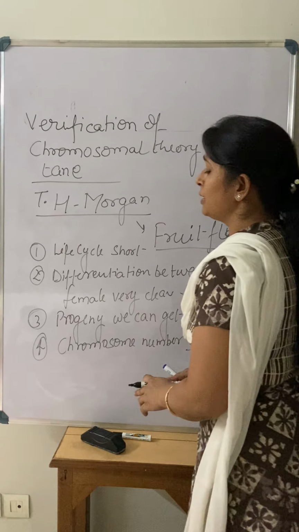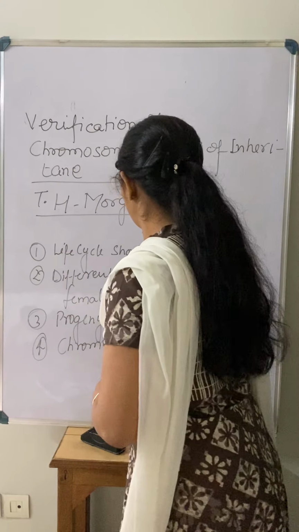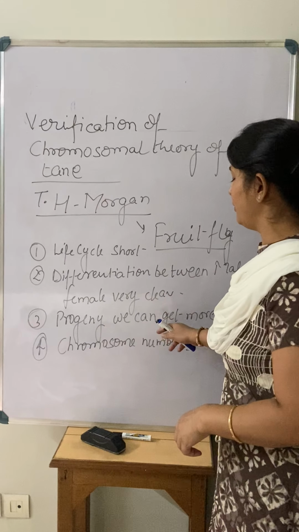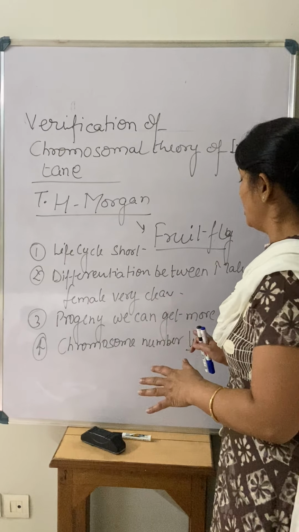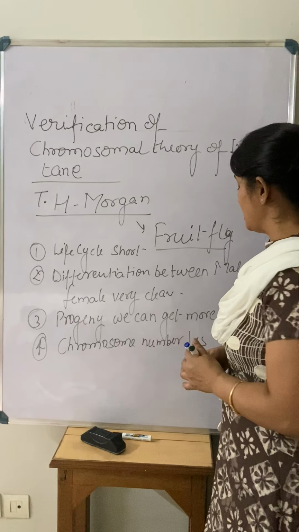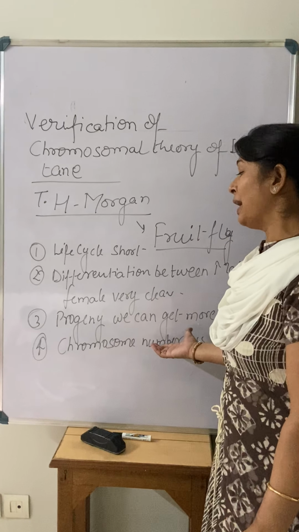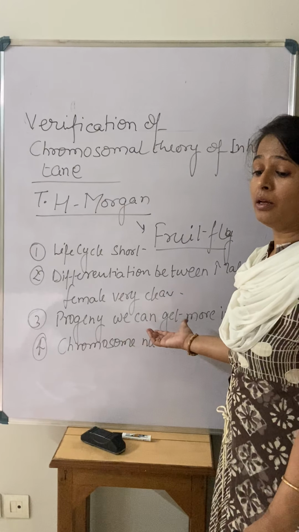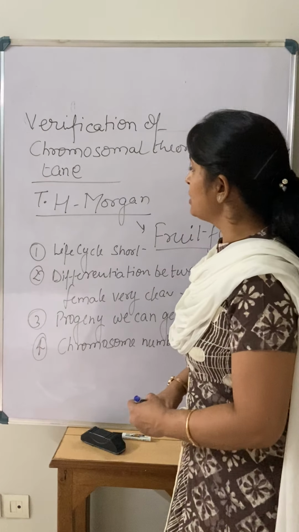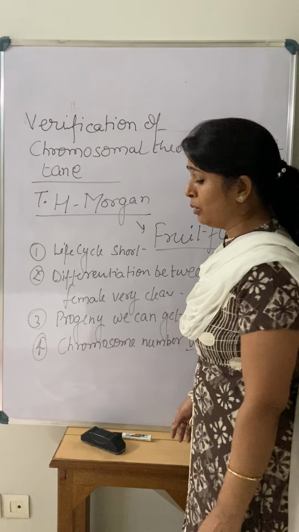When you see the characters, there is differentiation between male and female. The life cycle is very short, progeny can be differentiated, they come in more number, and the chromosome number is very small. So these are ideal characteristics for taking any experimental host, plant as well as animal. This is the reason why Morgan took this as an experimental host.